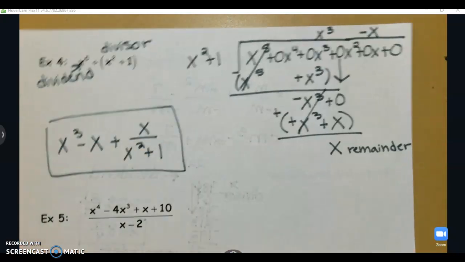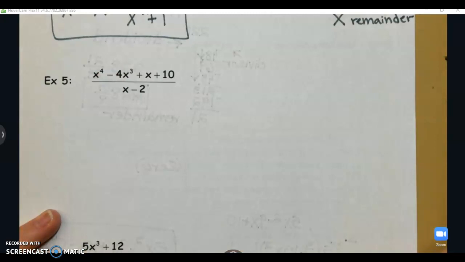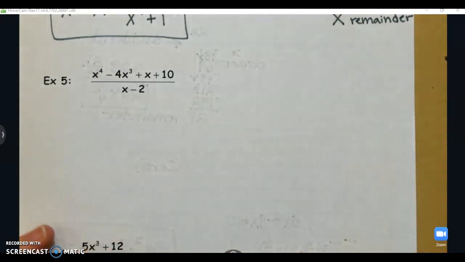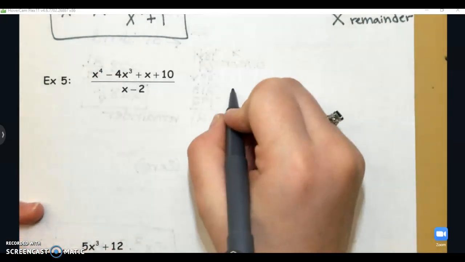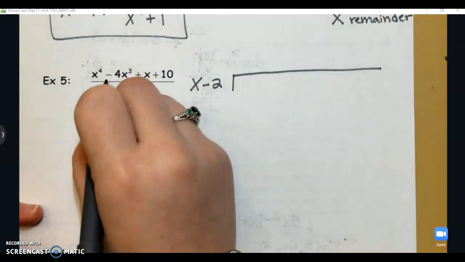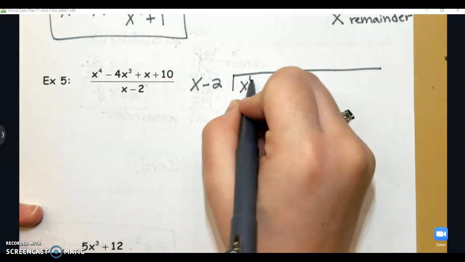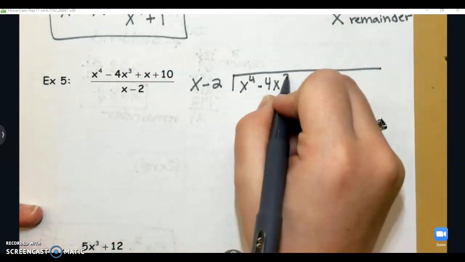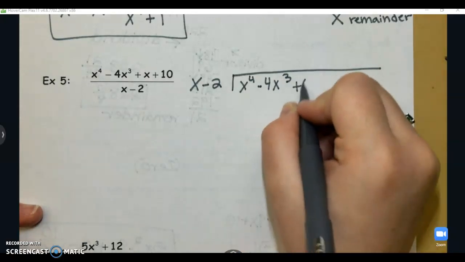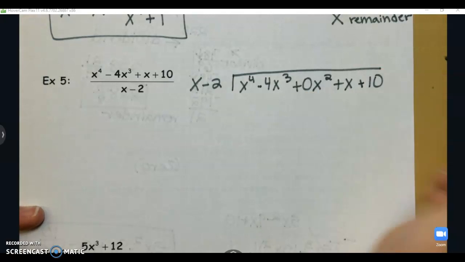All right, on to number 5. So on top is our dividend, on the bottom is our divisor. So I'm going to go ahead and rewrite this in our little house for long division. And again, we have to put placeholders in for powers that are not there. So I've got x to the 4th minus 4x cubed. I don't have a term for x squared, so we're going to put in 0, then x and plus 10.